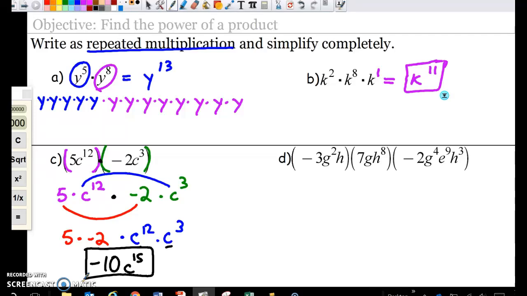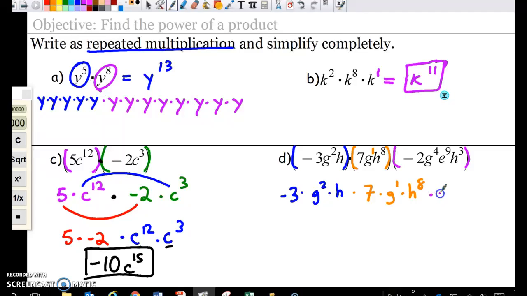Again, another really big one, but don't be afraid. First, write them all out as multiplying. Negative 3 times g to the 2nd power times h, and that's everything in the blue parentheses. I'm going to multiply by positive 7 times g to the 1st power times h to the 8th power. That's everything in the orange parentheses. And let's use purple.